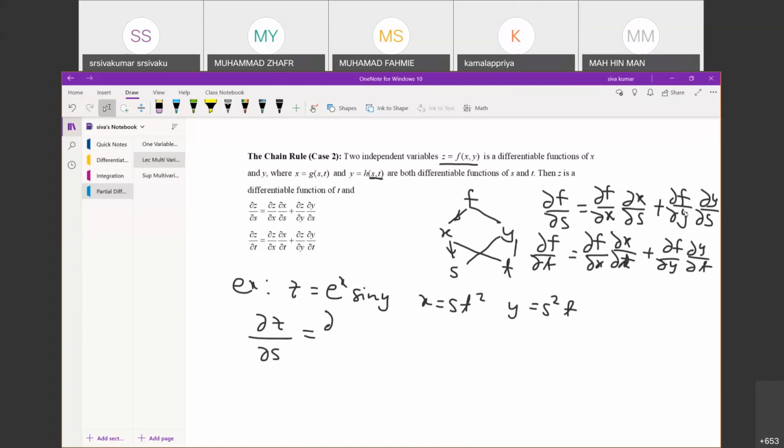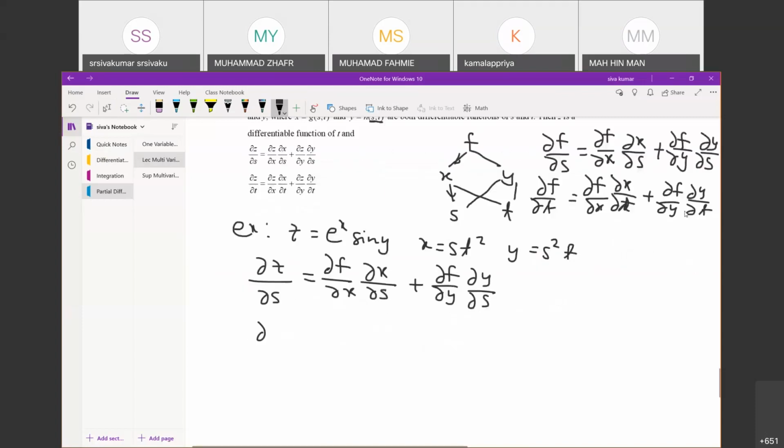It's del F, del X, times del X, del S, plus del F, del Y, times del Y, del S. Now we have constructed the equation for the chain rule case 2. The next stage is to work on del F, del X. What is del F, del X? How do I do that?